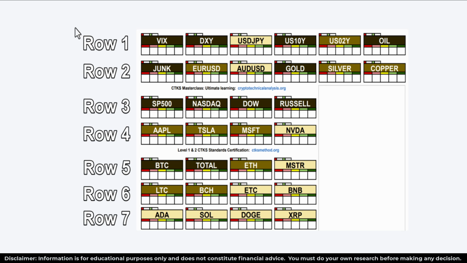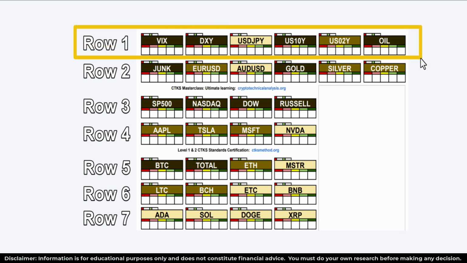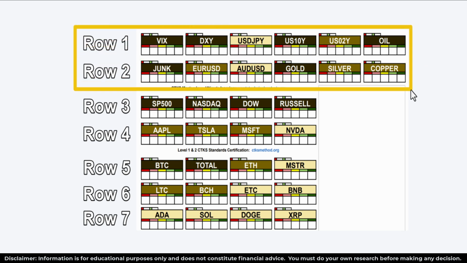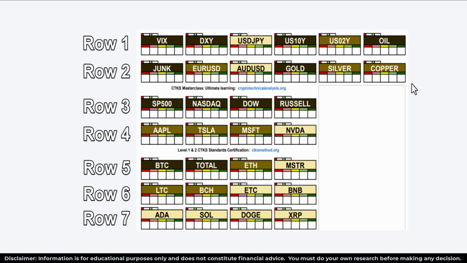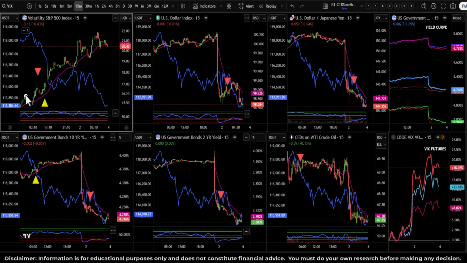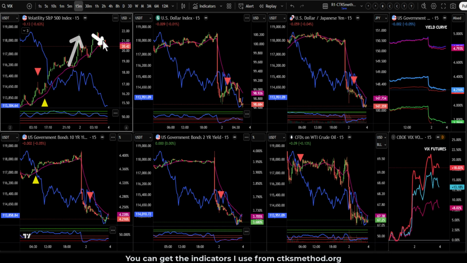Let's get into the cheat sheet, and row 1 is the risk on, risk off indicator and confirmed or denied by row 2, which is also risk on, risk off. Let's check those out. These are the key charts that you need to look at. Retail trading and investing is highly emotional. People just tend to buy on green and to sell on red.